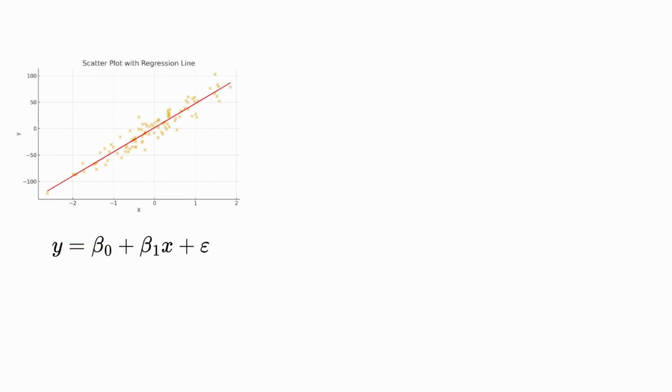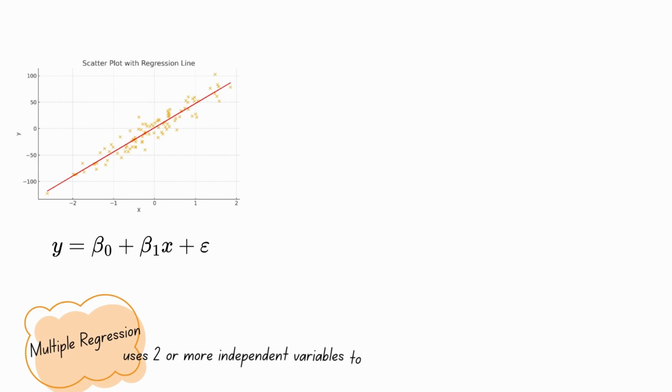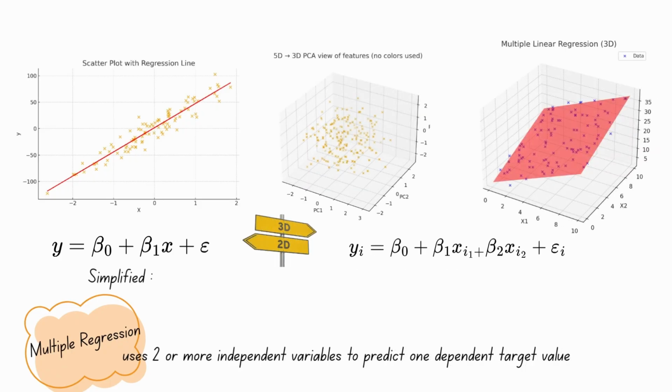In simple regression, we had just one feature on the x-axis and we fit a straight line in 2D. But what happens when we add more features? Each new feature adds another dimension. When the regression model uses two or more independent variables to predict one target variable, it is called multiple regression. With two features, we are fitting a plane in 3D.